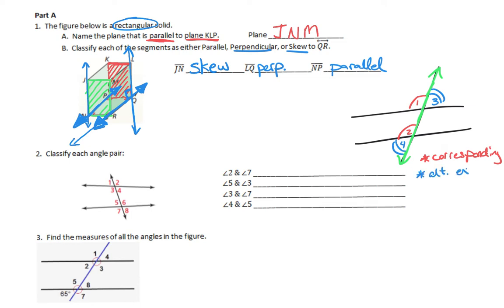Alternate exterior. And then we learned about some interior ones. We learned about alternate interiors. Let's say I have this angle 2 right here. The alternate interior with it would be on the other side of the transversal, but still on the interior of the group there. So angle 5 and angle 2 would make alternate interiors.